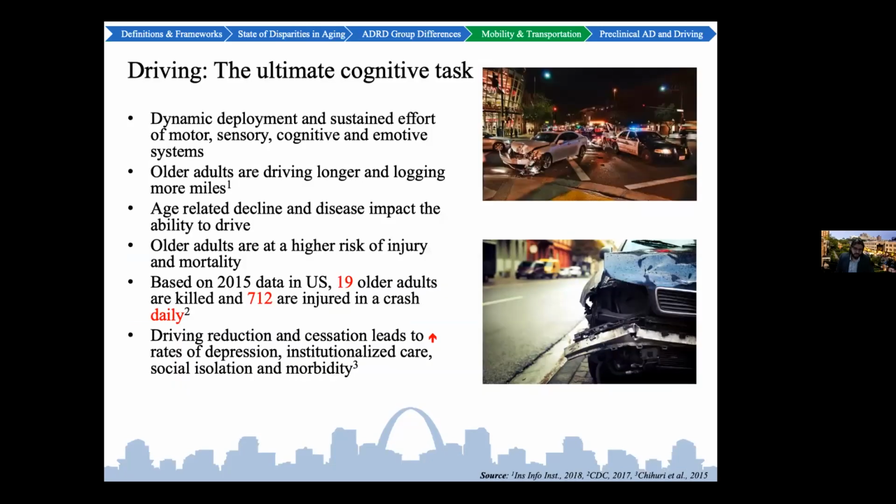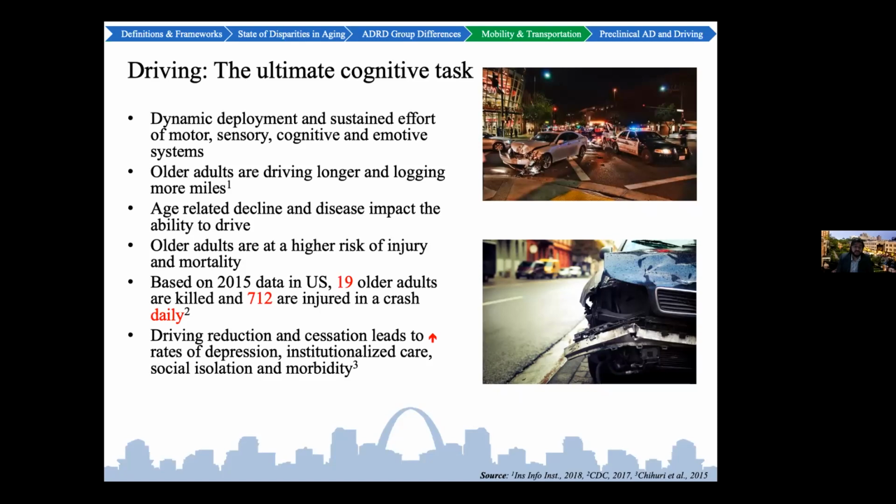So really quick, driving itself represents the ultimate cognitive task. It's a dynamic and sustained deployment of the motor system, the sensory, cognitive, and emotive systems simultaneously all working in concert. We do know that older adults are driving much longer and logging a lot more miles on the road. More importantly, they're remaining in the workforce for a much longer period of time. They're not traditionally retiring at age 65.